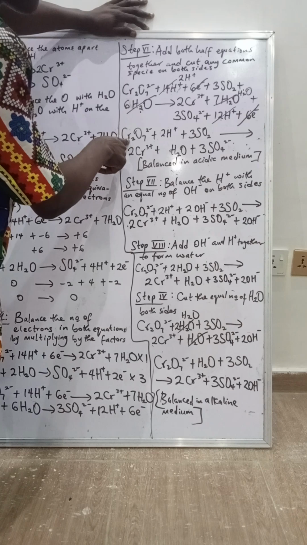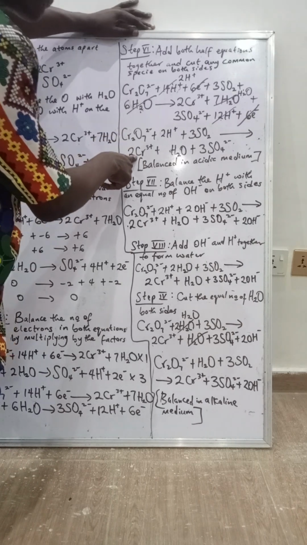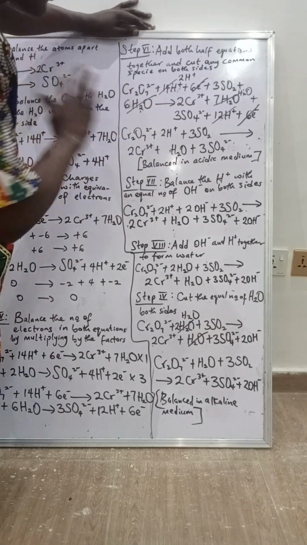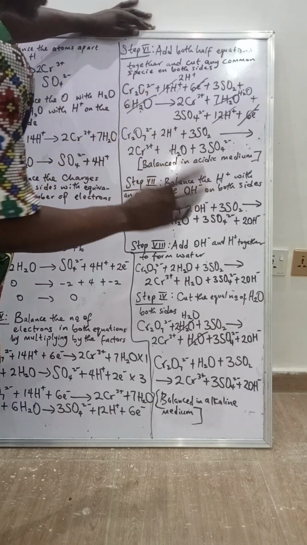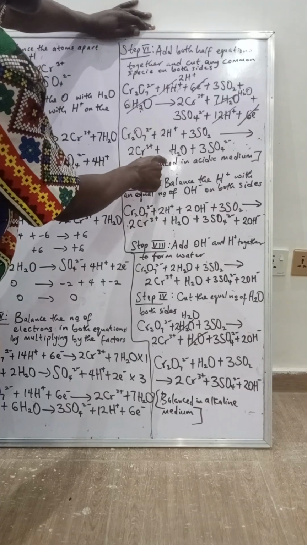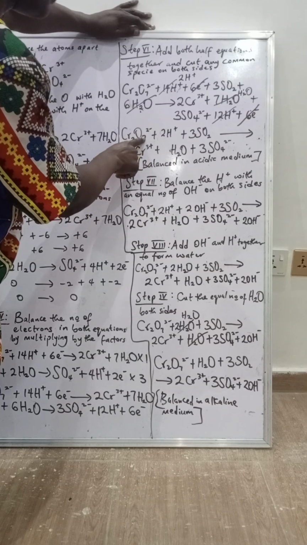How many chromium do we have on the left hand side? We have 2. How many chromium do we have here? We have 2. How many oxygen do we have here? We have 7. When you are checking stoichiometrically, ignore the charges. 7 oxygen here.